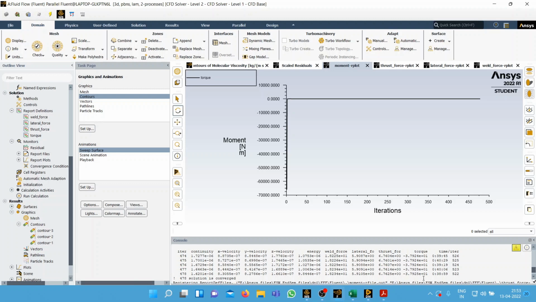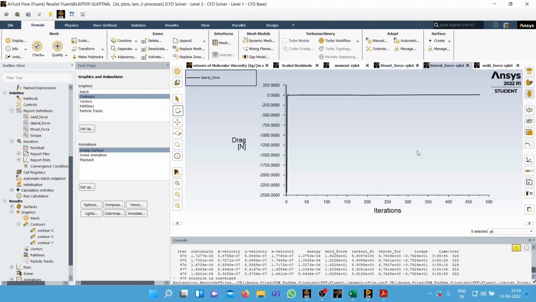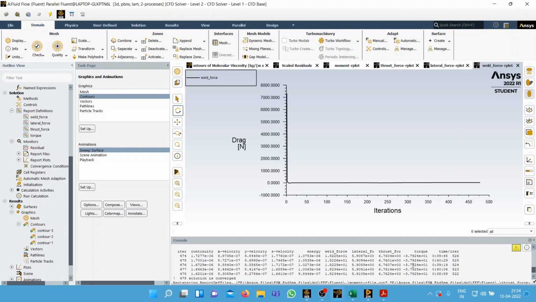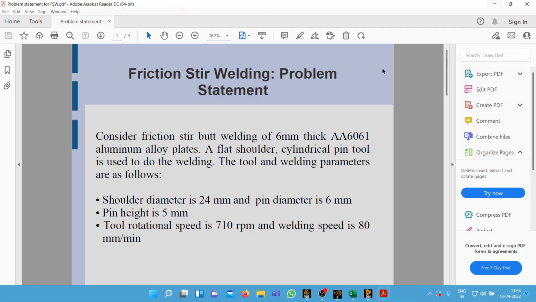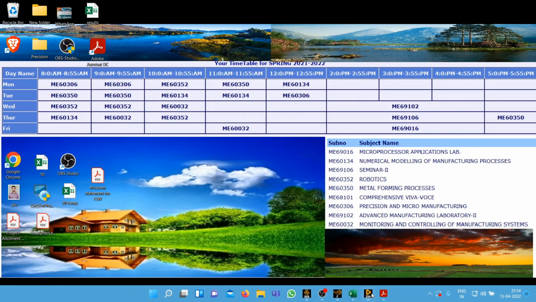That is, the torque is 37.92 Newton meter in this case, and the thrust force is 6.762. The lateral force is 5.91 Newton, and the weld force is 18.234. It is the drag force in Newton, and this analysis was performed for an element size of 0.2 mm. Initially, I also performed the analysis with various element sizes. Let me take you through that.